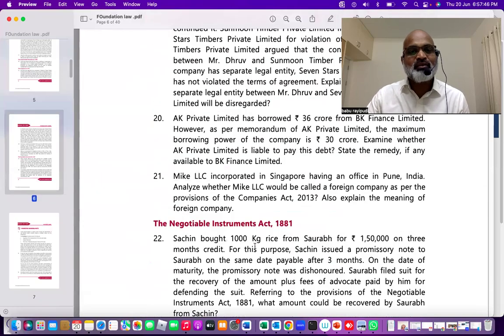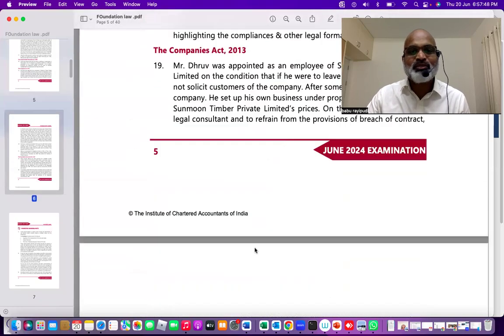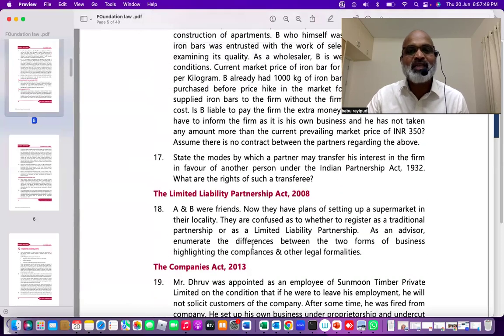Let's see one more theory question. Let's see if there is any theory question, because most of the other chapters, if you see in the sample also, they have not given any theory question. Like you see here, 17th question: state the modes by which a partner may transfer his interest in the firm in favor of another person under the Indian Partnership Act 1932. What are the rights of the transferee? The 17th question is related to Partnership Act of 1932.